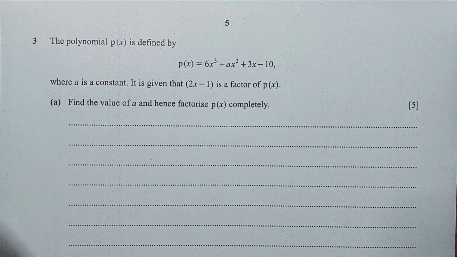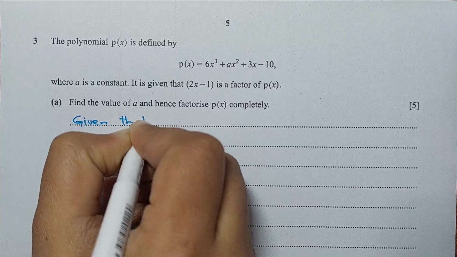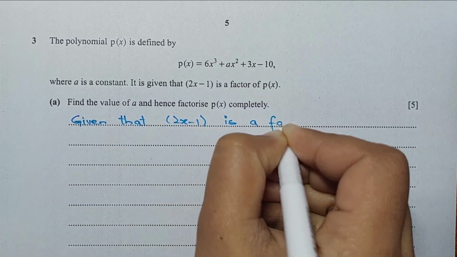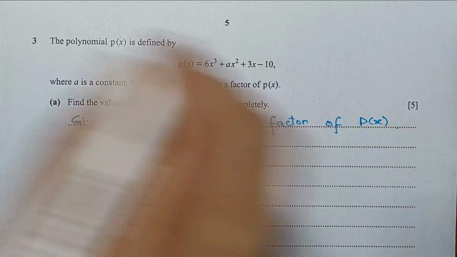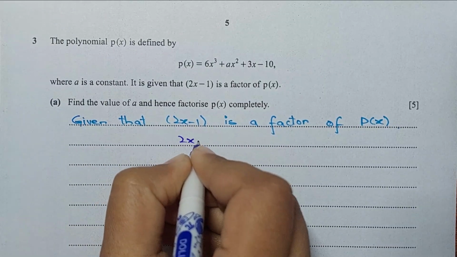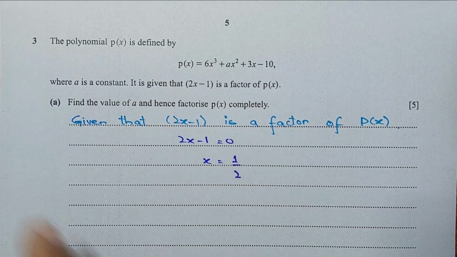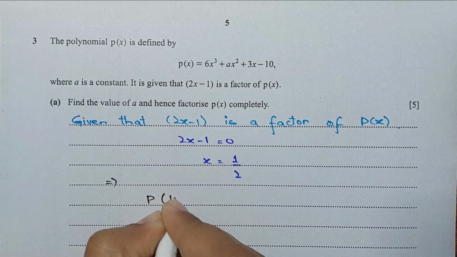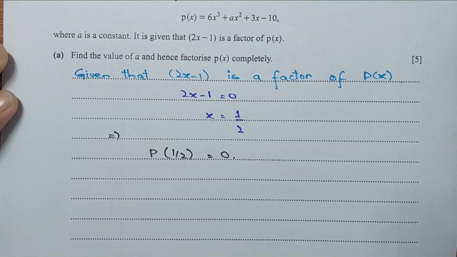Since we are given that 2x minus 1 is a factor of p of x, then when you do 2x minus 1 equals 0, what is the x value? 1 by 2, right? So this implies that the polynomial at x equals 1 by 2 should be equal to 0 when it is a factor. So replace the x value with 1 by 2 and put it equal to 0.